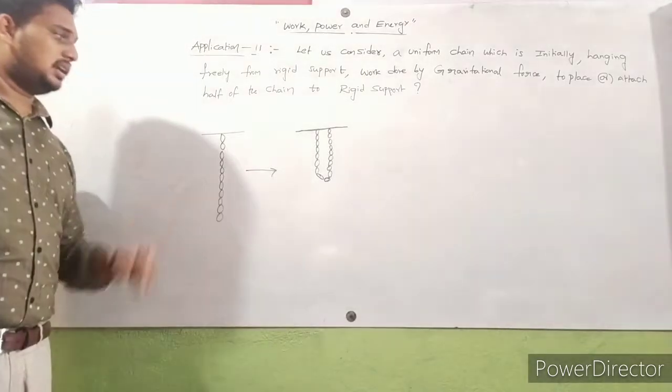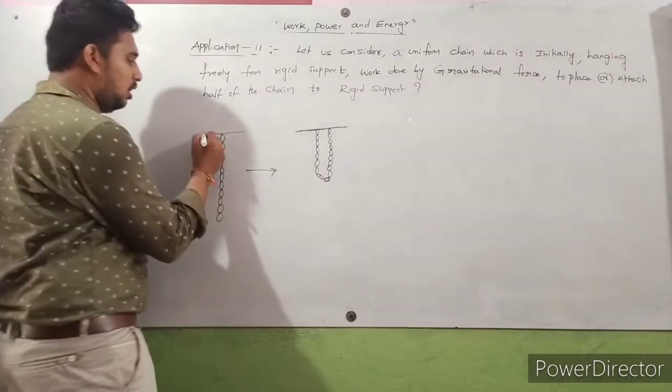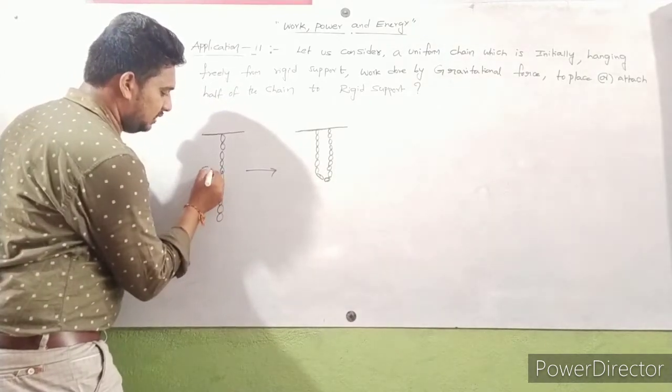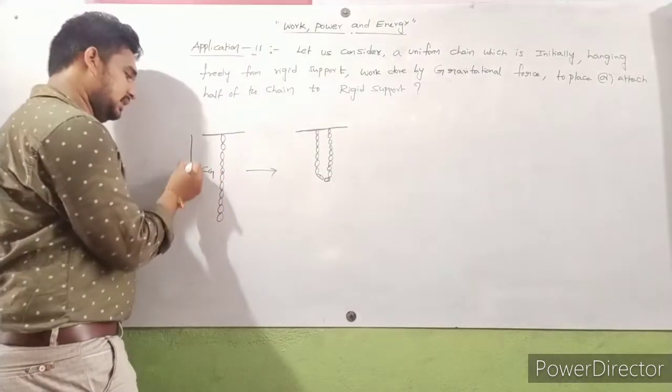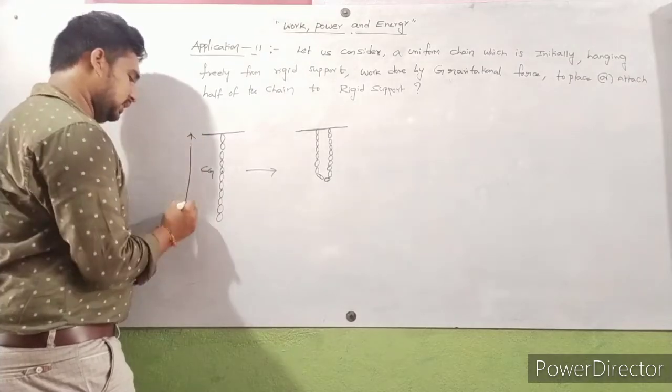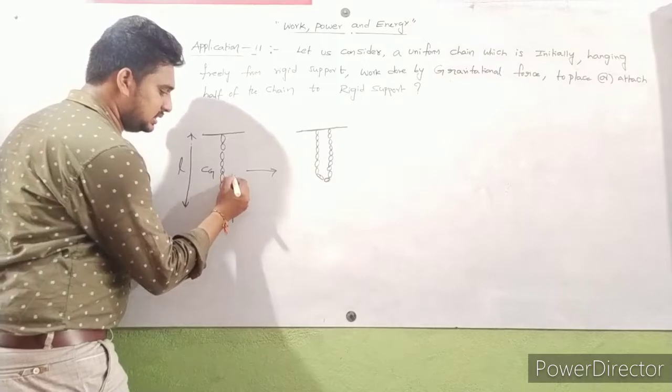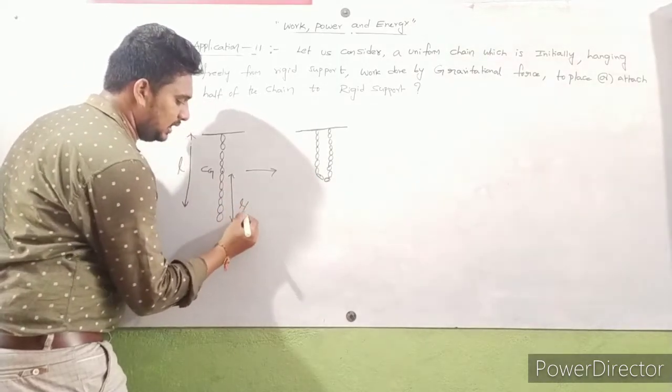Definitely some work is done here. So how to find that work done by gravitational force? For this chain, the center of gravity is here like this. Let us consider the total length of the chain is L. Then the distance of the center of gravity is L by 2.